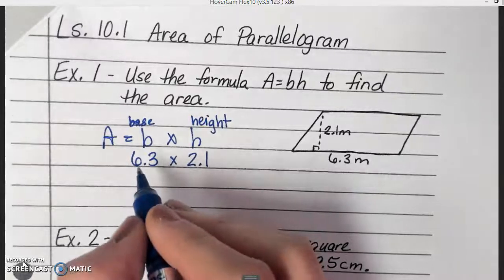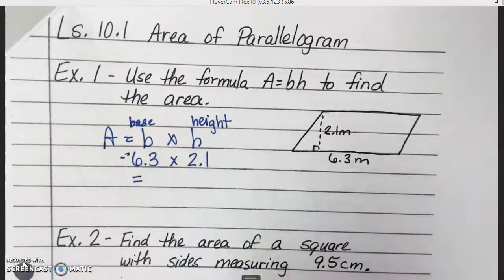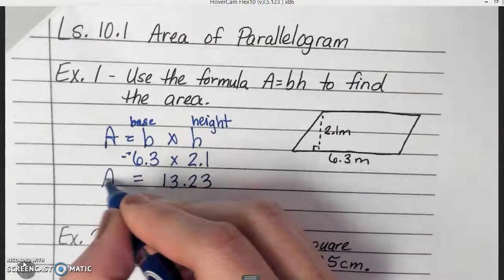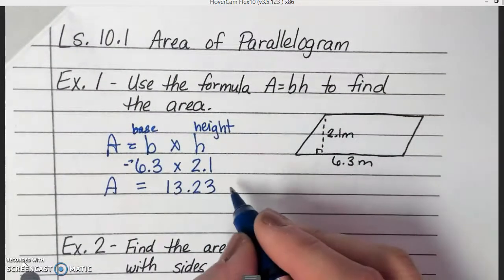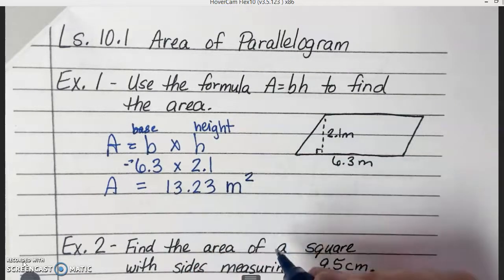So then 6.3 times 2.1. And what do we get? 13.23. Now, remember we're finding area. So how would I write my units here? I would write it as meters squared. Any questions on that first example?